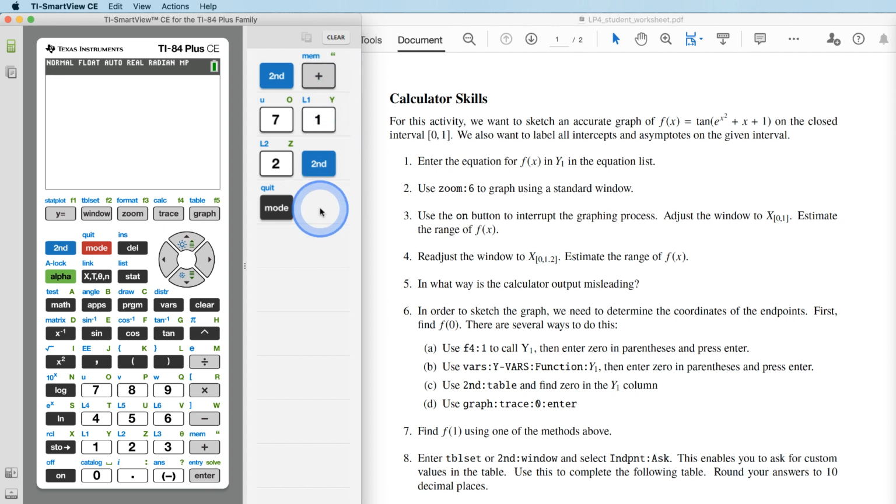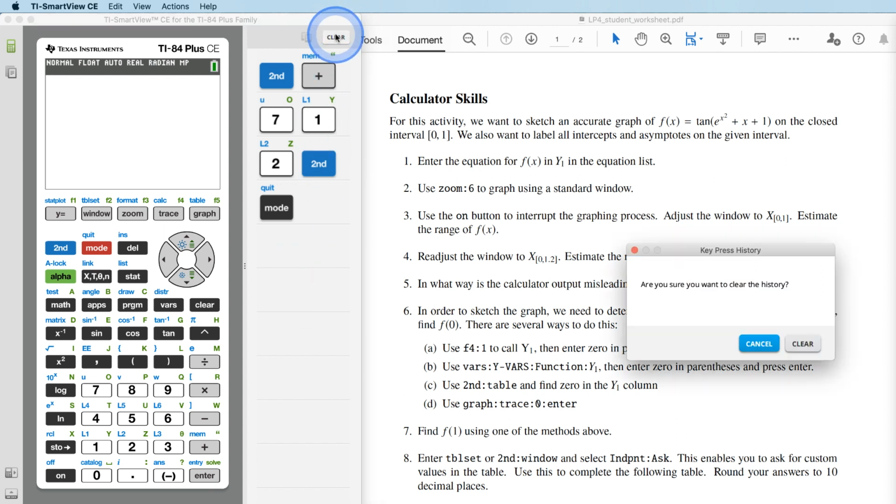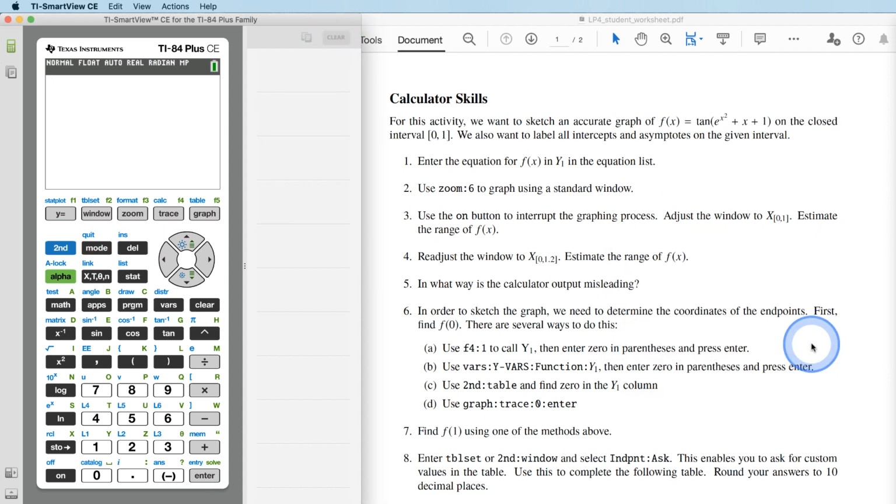As I work through these different questions and I'm pressing different buttons, you're going to see my key press history appear over here on the right. So if I'm getting a little bit ahead of you, you can look there to see what I pressed on my calculator, or if you need to pause the video at any time to catch up, please do so. I'll periodically clear this key press history just so that it's a little easier to look at and follow along with what we're doing.